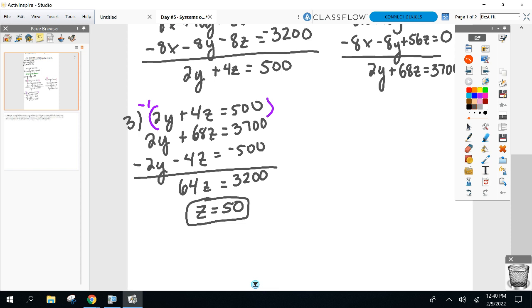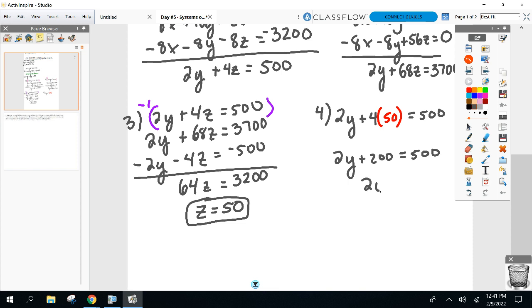Let's plug it into one of these equations. I don't care which one. I'll pick the first one there. So 2y plus 4 times 50 equals 500. And here you go. 2y plus 200 equals 500, so 2y equals 300. So how many $10 tickets? 150.